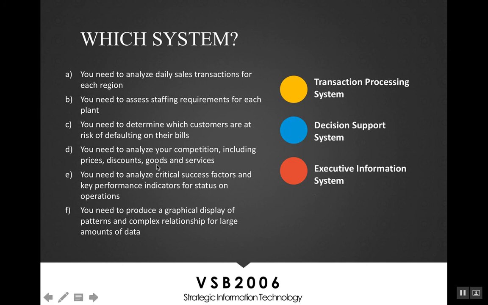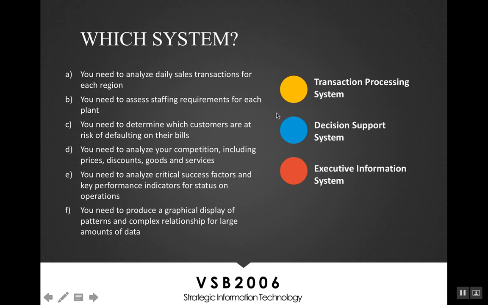Analyze your competition, including prices, discounts, goods, and services. Clearly, decision support. To analyze critical success factors and performance indicators for status on operations would probably be some combination. It could be either a decision support or executive information system.